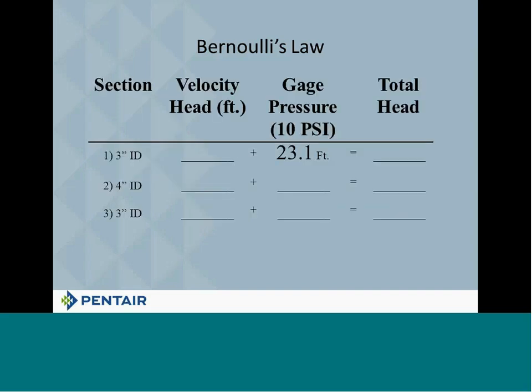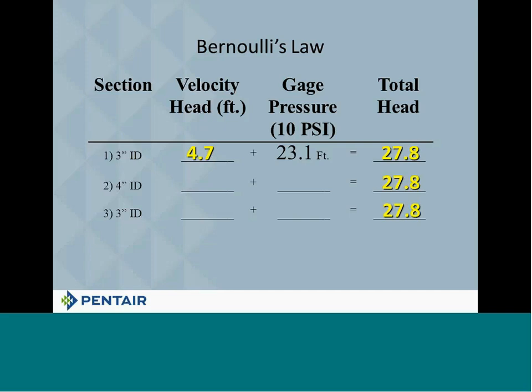So if you look at Bernoulli's law, simply we say, okay, I want to put 400 gallons a minute through a 3-inch ID steel pipe. We already said the velocity head is 4.7. If we give you a pressure gauge reading of 10 psi, that's going to be 23.1 feet of head. So I add 4.7 to 23.1, and remember what Bernoulli's telling us, all the answers must remain the same. So all the answers are going to be 27.8.